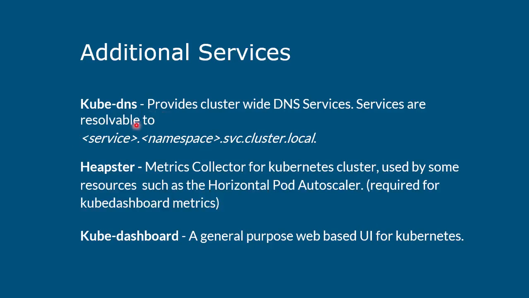Additional services are kubedns, so that provides cluster-wide DNS services. So a lot of times there'll be DNS mapping and local host use within Kubernetes. So it's very important to track the DNS. The Heapster is a metrics controller for the Kubernetes cluster used by some resources such as the horizontal pod autoscaler. And quite often this is required for the dashboard metrics. And there also is a Kube dashboard, which is a web-based UI which displays gadgets and little viewlets with metrics on the Kubernetes environment.